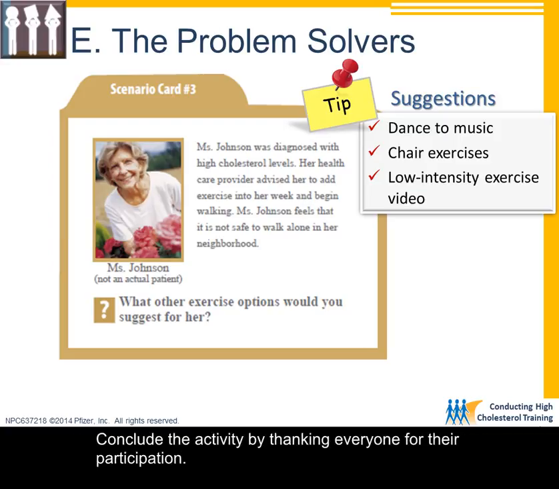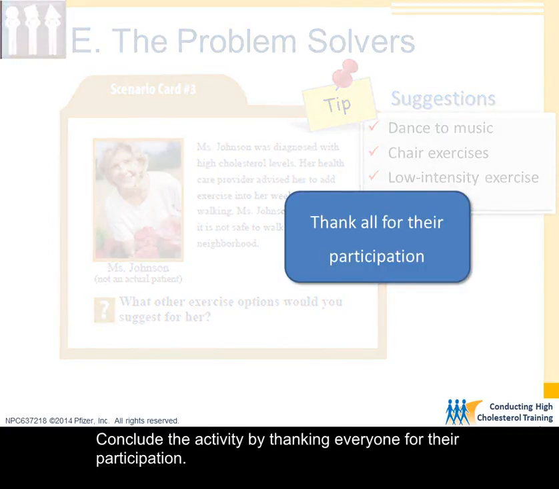Conclude the activity by thanking everyone for their participation.